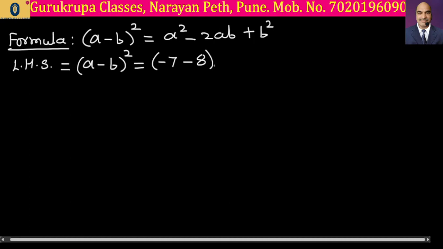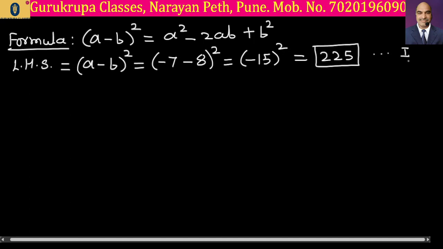Minus is the sign for the operation. So here we get minus 15 square. So minus 15 square we got here. Square is always positive. So we get positive 225. We name that as statement number 1.